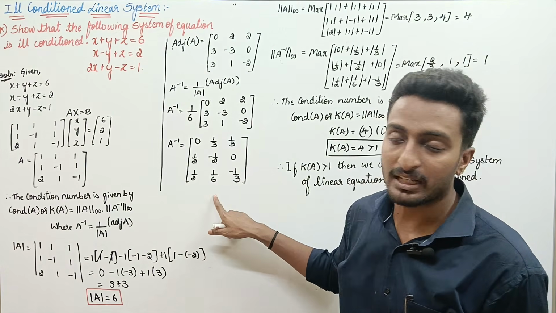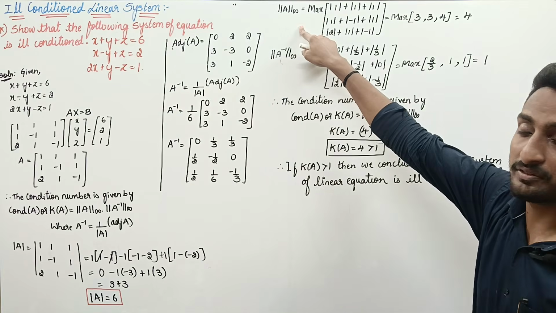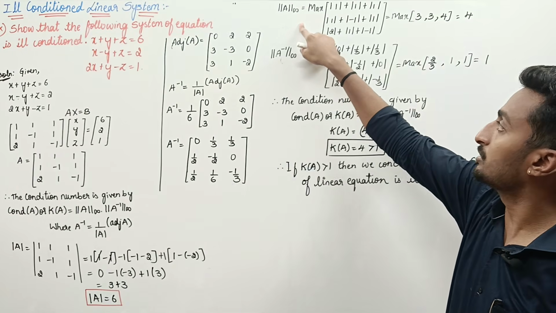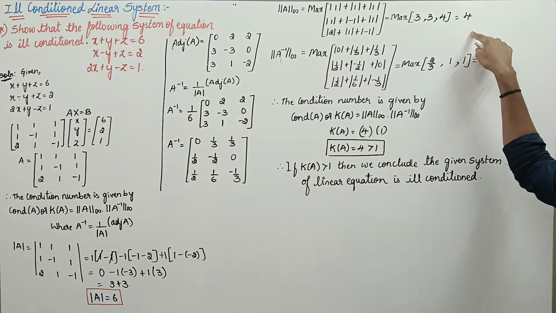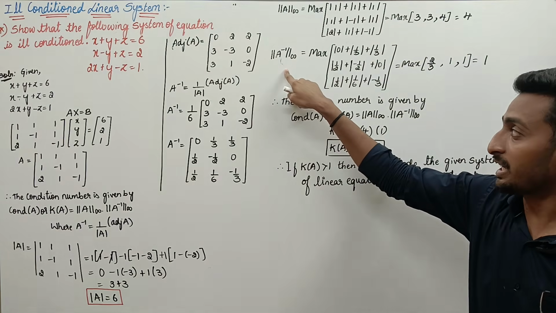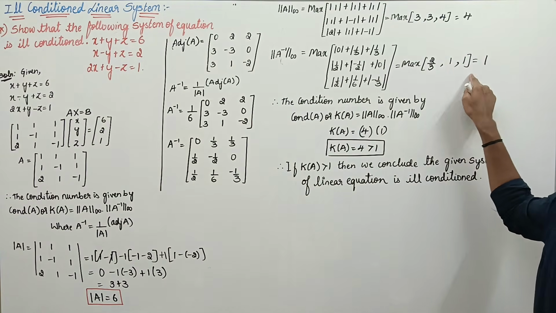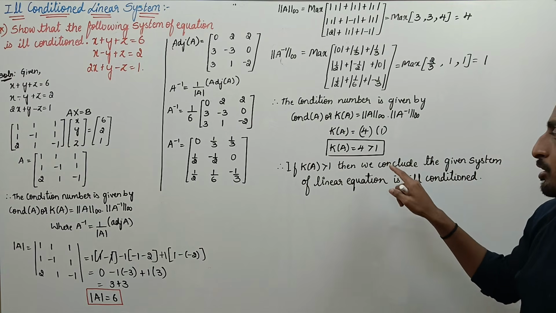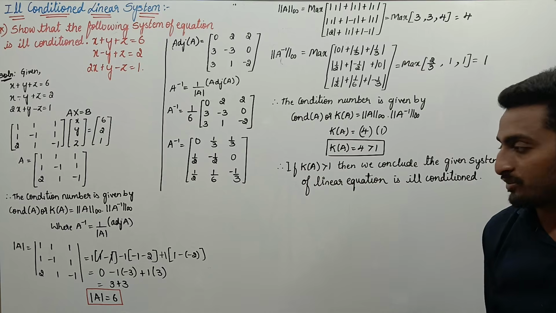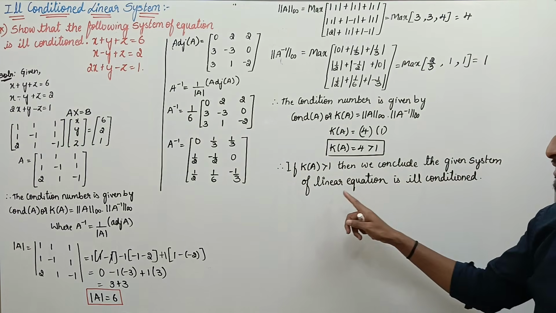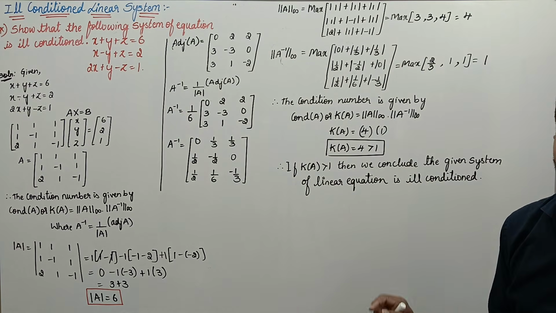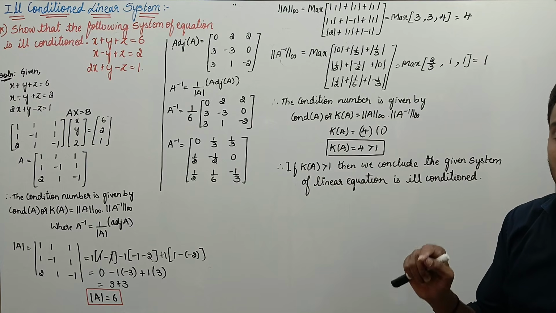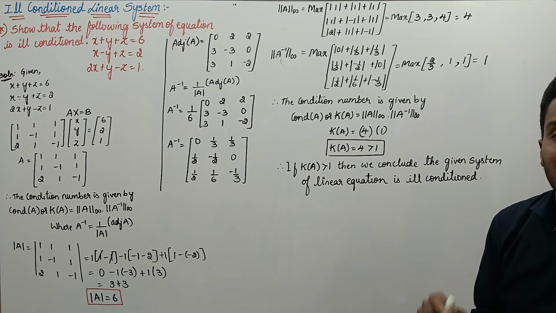Considering A and A inverse, represent norm A infinity, that is the row norm, which is maximum, 4 is maximum. Next you have norm A inverse infinity, that is 1. Multiplying these two, you get the condition number. If the condition number is greater than 1, you can conclude that the given system of linear equations is ill conditioned. If it is less than or equal to 1, we call it well conditioned.